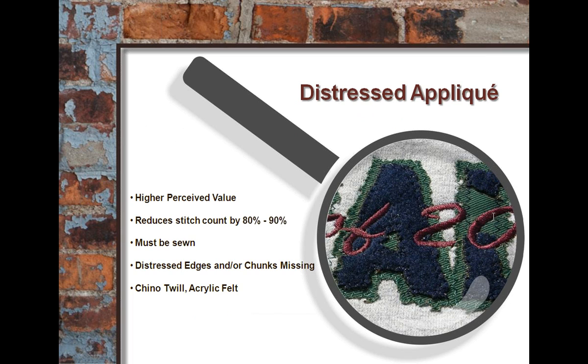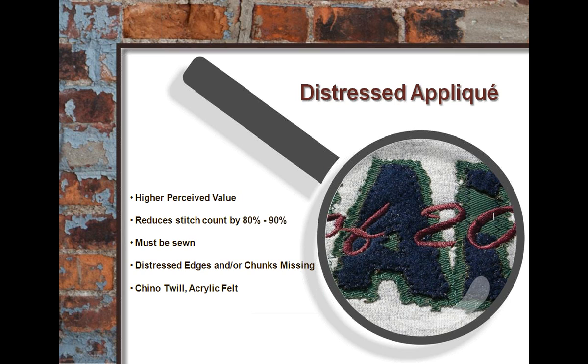So not only is distressed applique as well as regular applique perceived as a higher value, and it also reduces your stitches 80 to 90%, and it must be sewn, but the edges are distressed, as you can see in this close-up sample here, where you don't have right off the bat the clean edges. It looks torn, there's little chunks missing here and there, almost like you rubbed it up against a brick wall, or if you just cut it with jagged scissors. So that's primarily the difference between regular applique and distressed applique.